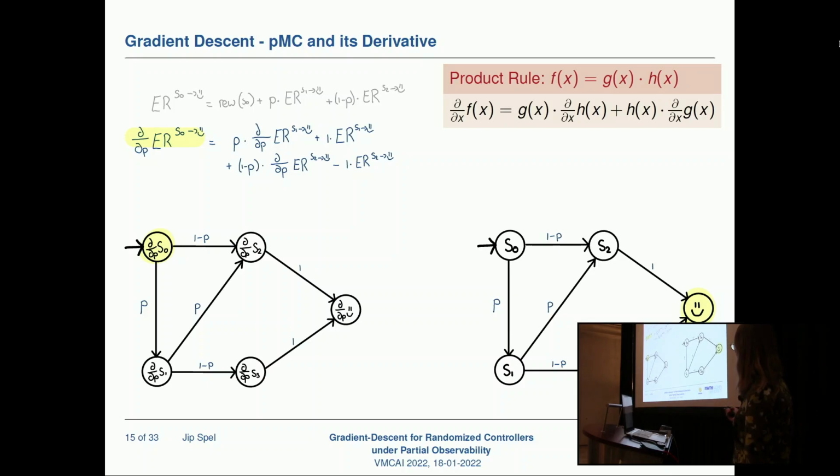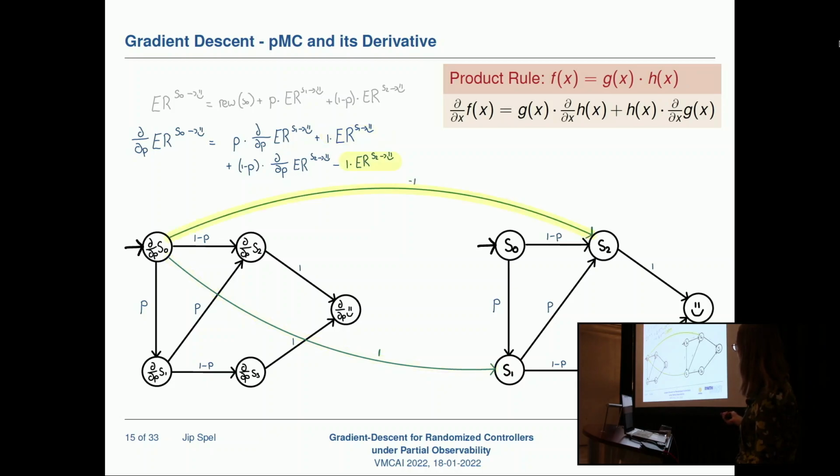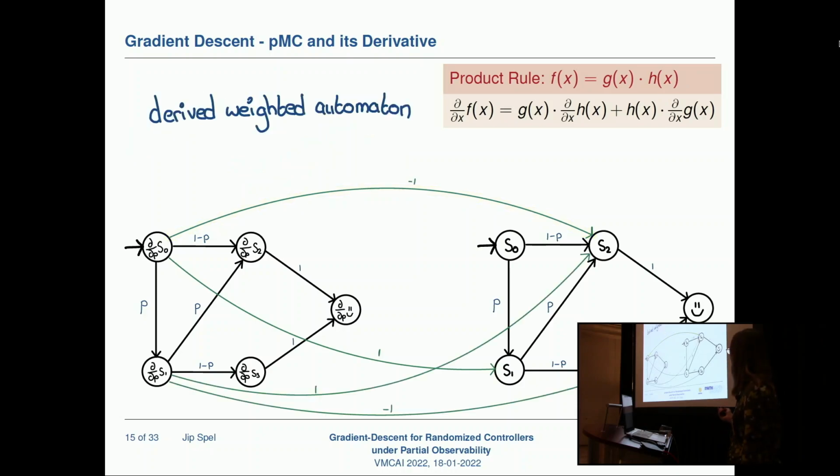And then we looked at what we can do with this. Here you again see this derived state S1. And here we have this transition in here, so that's good. And then next we have this 1 times and minus 1 times, which you can see here. And we add them as well, and we can do this for all states. And then we actually get some derived weighted automaton. And this is the main idea behind what we did so far.